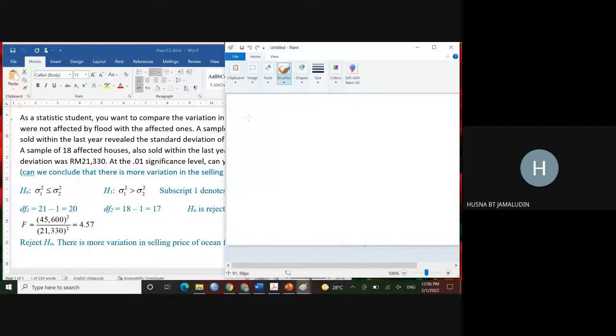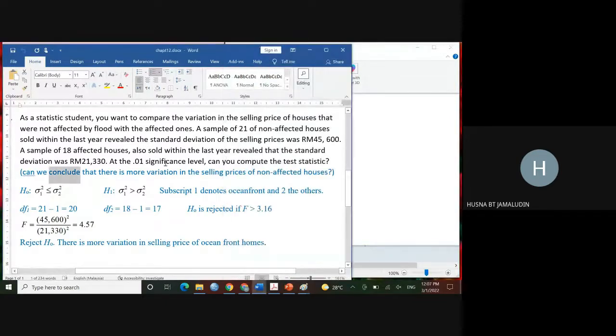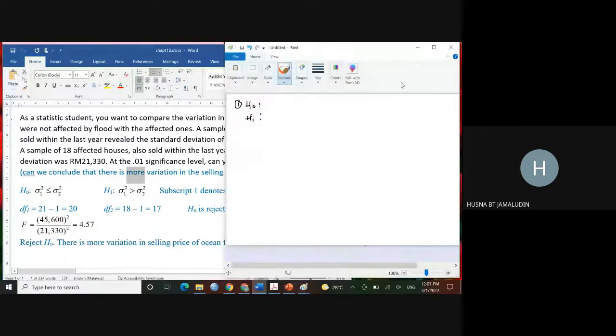Okay, so let me just write it here. First step, you have to write your H0 and H1. So what does this question ask about? Can we conclude that there is more variation? These are the keywords in the selling price. Because we are talking about variation, you can put sigma, or you can use S as a sample variance. So the variance in sample 1 is more than the variance in sample 2.